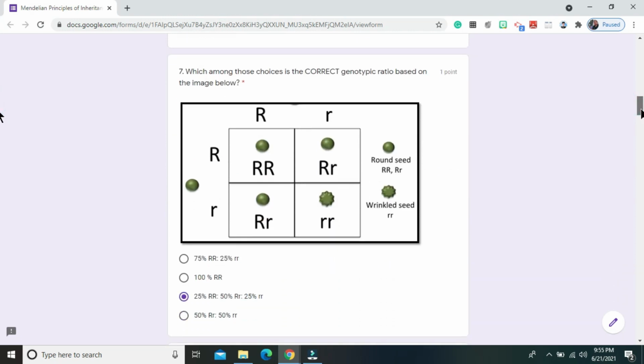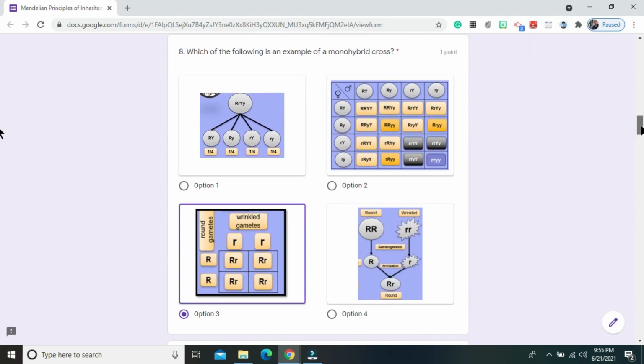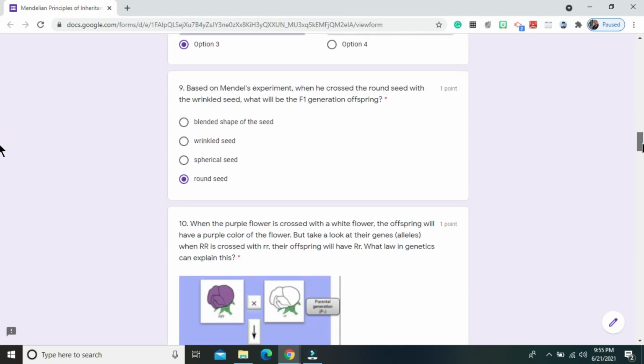Question number 7. Which among those choices is the correct genotypic ratio based on the image below? The correct answer is 25% capital RR, 50% capital R small r, and 25% small rr. Question number 8. Which of the following is an example of a monohybrid cross? The correct answer is this one. Question number 9. Based on Mendel's experiment, when he crossed the round seed with the wrinkled seed, what will be the F1 generation offspring? The correct answer is round seed.